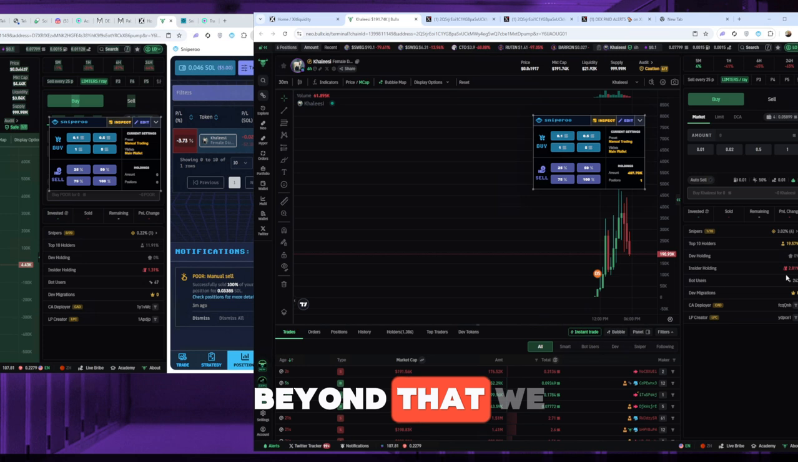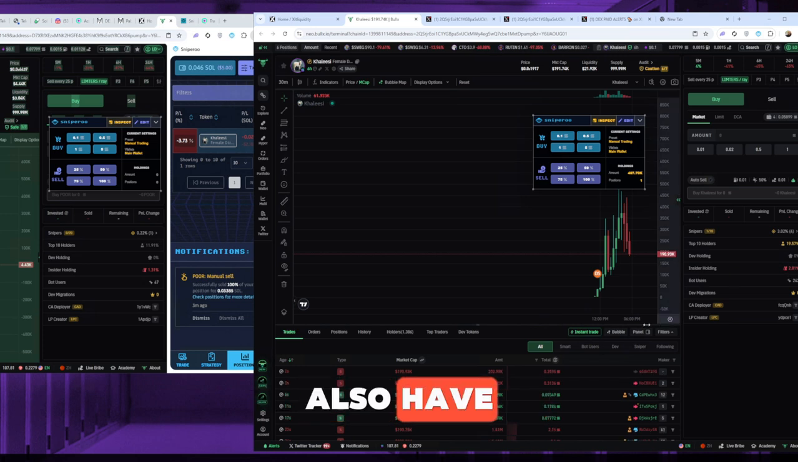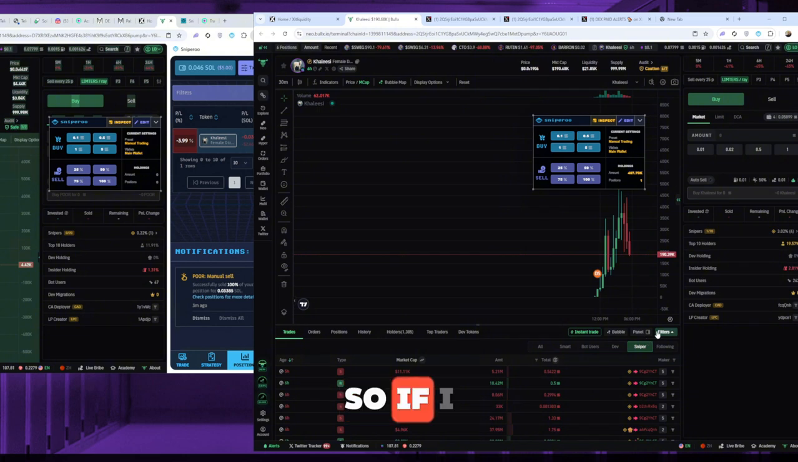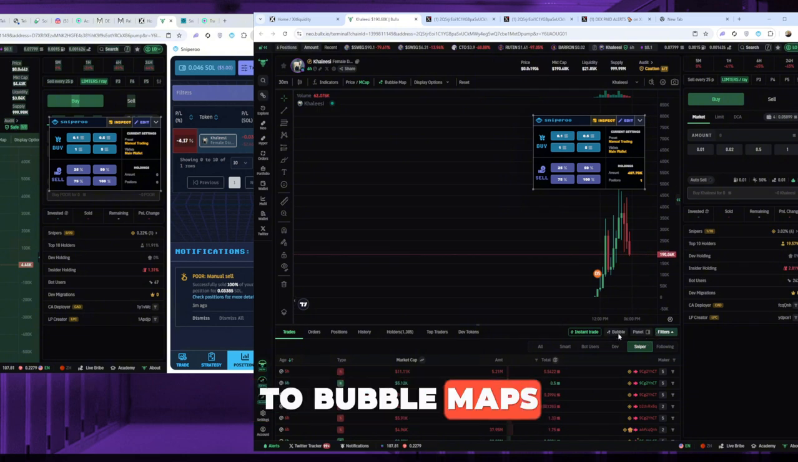Beyond that, we also have some of the other position panels, such as the sniper and dev panels. So if I go into, for example, bubble maps.